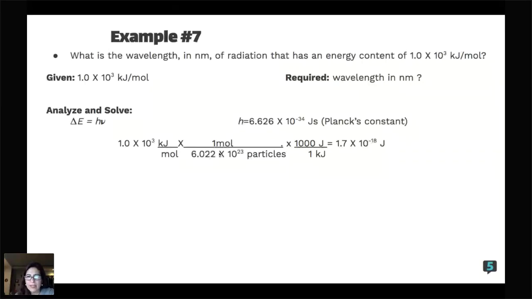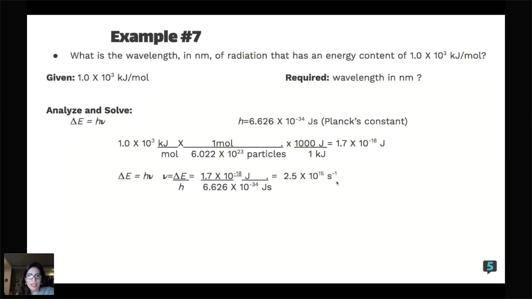So by using this ratio, as I said before, you cancel moles, then you cancel kilojoules, and it's a way to get joules per particle. And once we have joules, now we can use the formula and solve for frequency. Frequency will be equal to the energy divided by Planck's constant. We substitute the values, and we're going to get 2.5 times 10 to the 15 seconds to the negative 1. This is frequency.